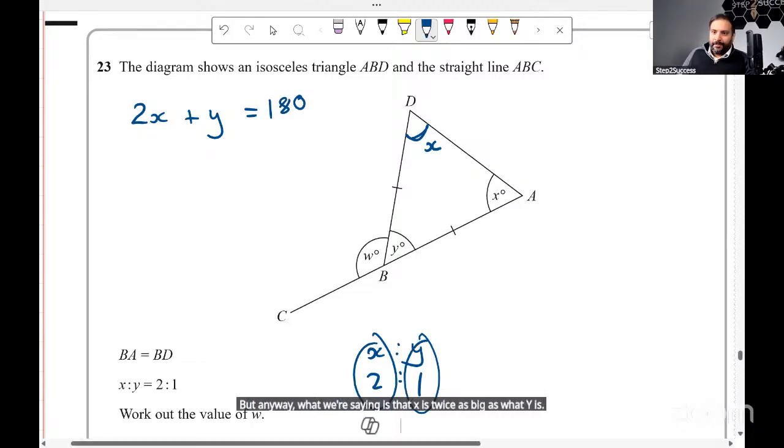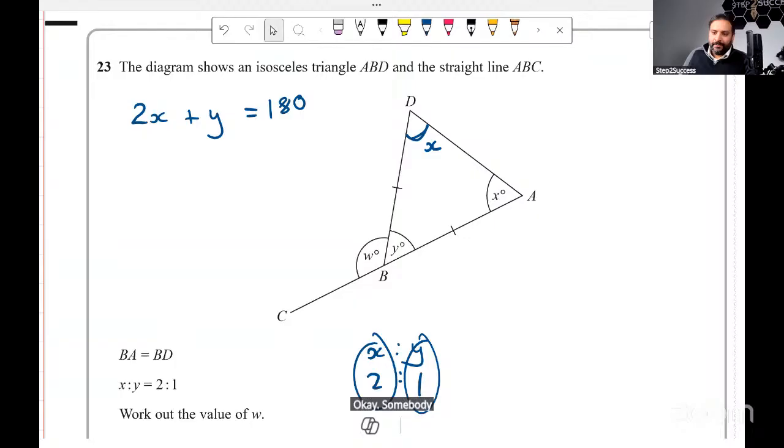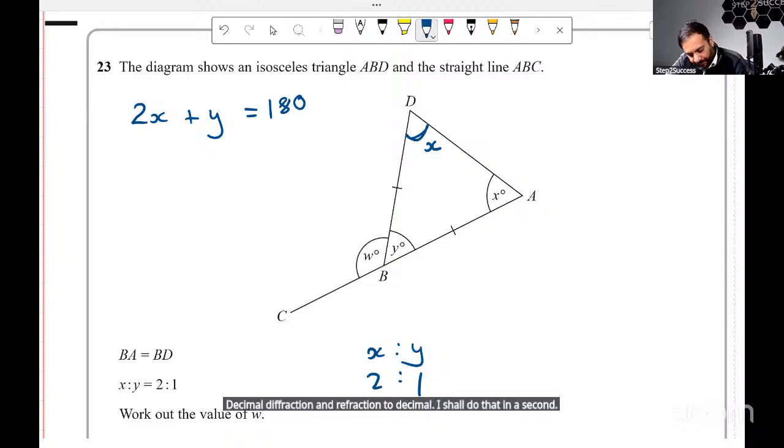Okay. Somebody asked me a question. Decimal into fraction and a fraction to decimal. I shall do that in a second.